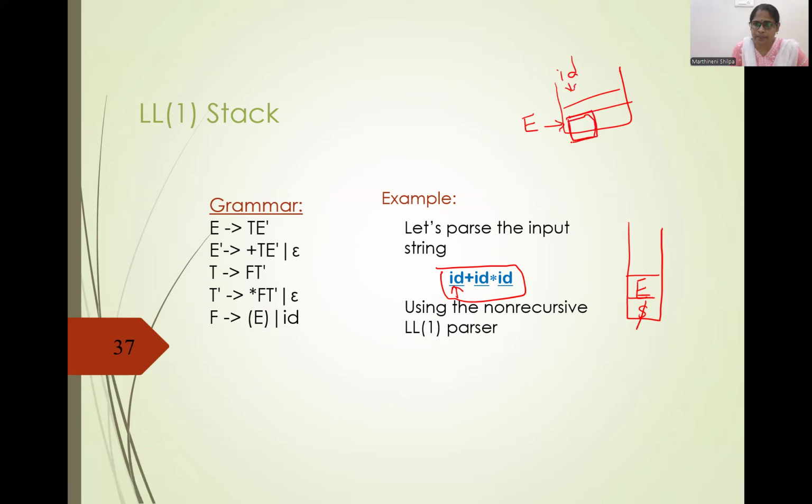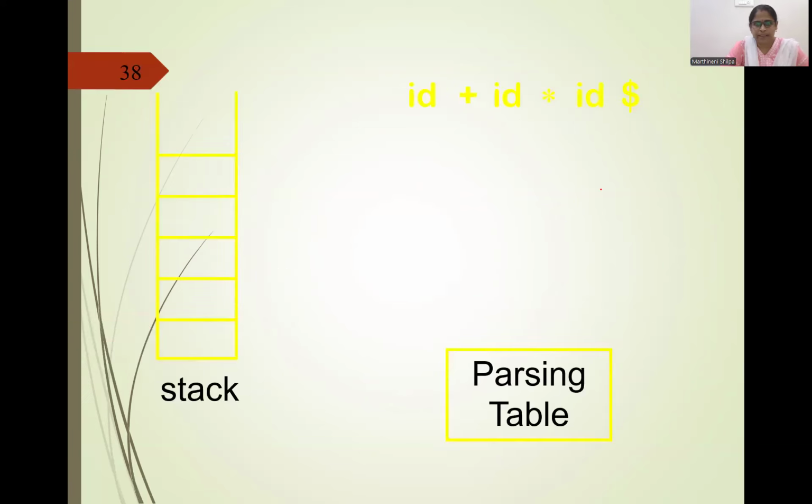If there is a production in that cell, then the right hand side of that production will be stored in the stack in reverse order. See, here initially the stack is empty, with the parsing table, and dollar is on top of the stack. E is the starting symbol of the grammar. Now compare this E and ID by the parsing algorithm.